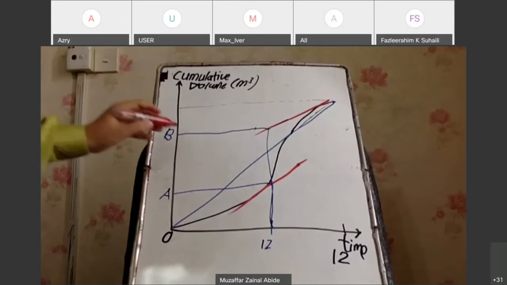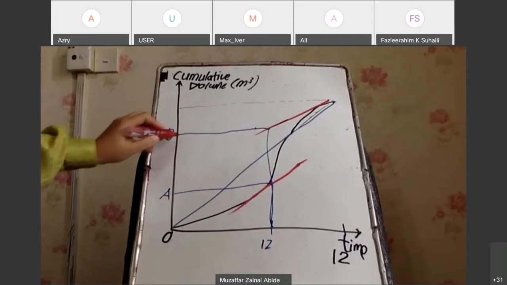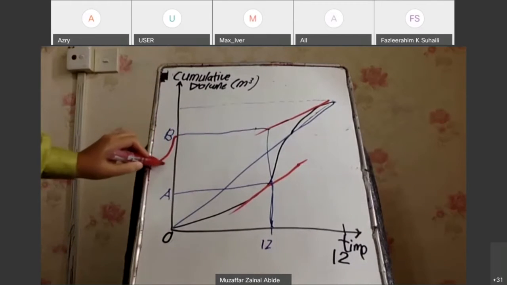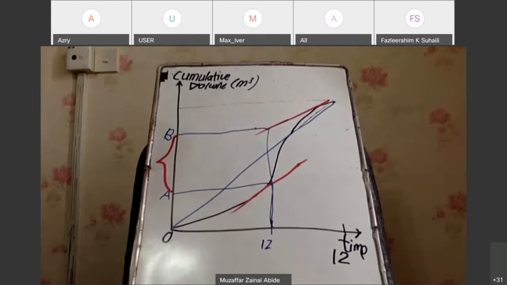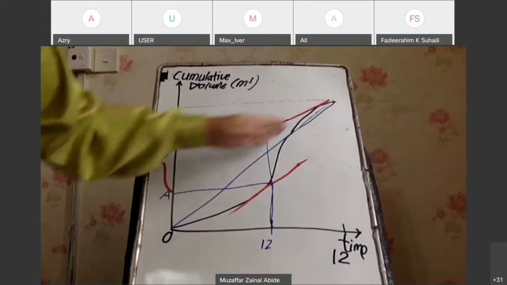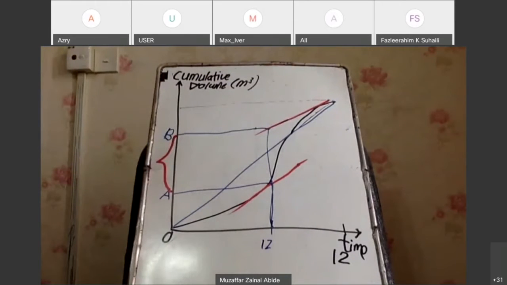The volume for the equalizing demand is basically this. B minus A. That is the volume for equalizing demand when the pump is on for 24 hours.